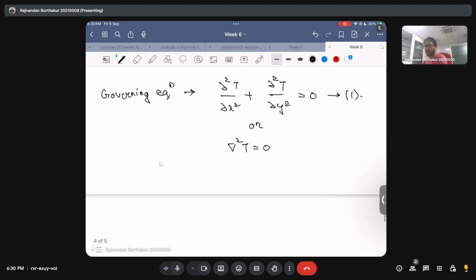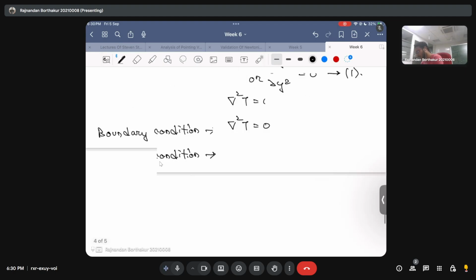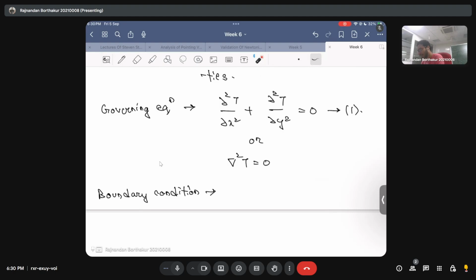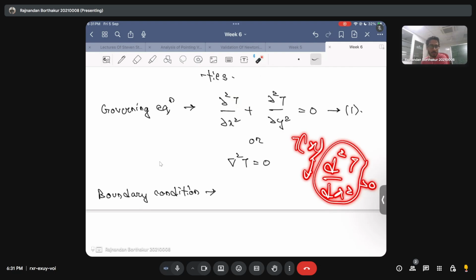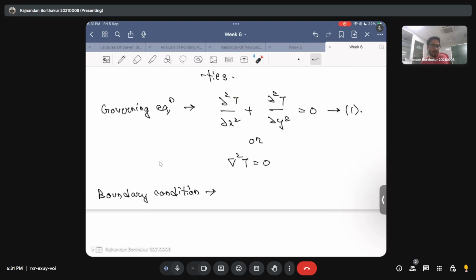An important aspect of this is the boundary conditions, so we'll write the boundary conditions as well. When you look into the boundary conditions, you need to understand that had your temperature been just a function of one independent variable, for instance just a function of x, we would just have d2T by dx2 equal to 0, and this is just a second order ODE, for which we just require two boundary conditions.